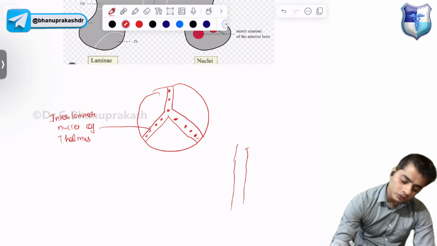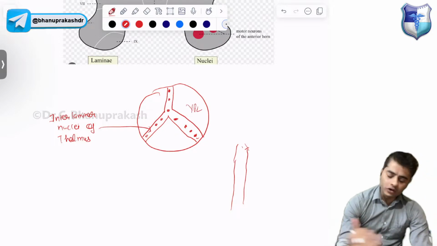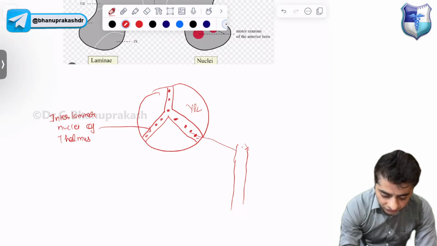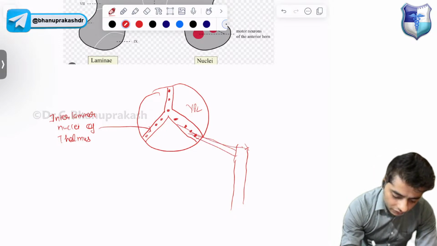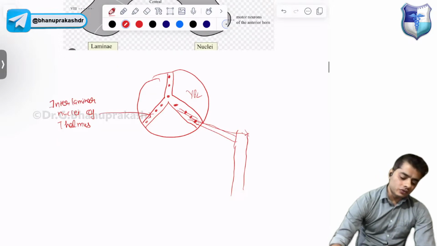Now, this slow pain fiber, when ascending upwards, gives some fibers to the VPL nucleus. We all know that both fast pain and slow pain give their fibers to the VPL nucleus. But the slow pain will also give some fibers to the interlaminar nucleus of the thalamus. Now, what is the interlaminar nucleus of the thalamus?